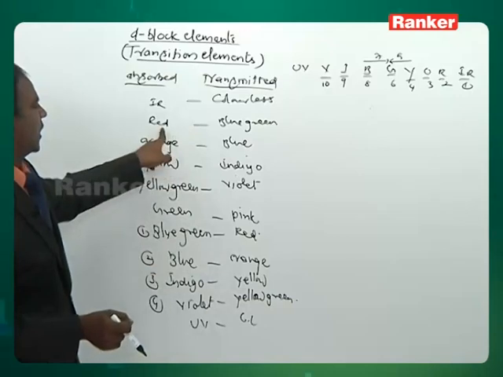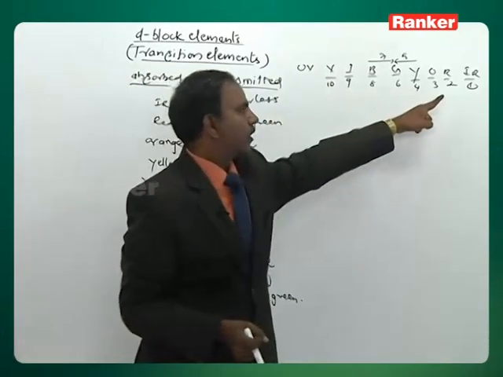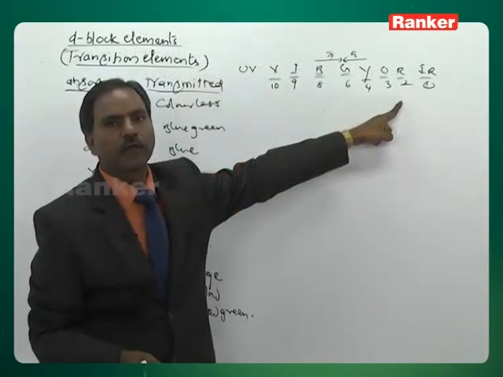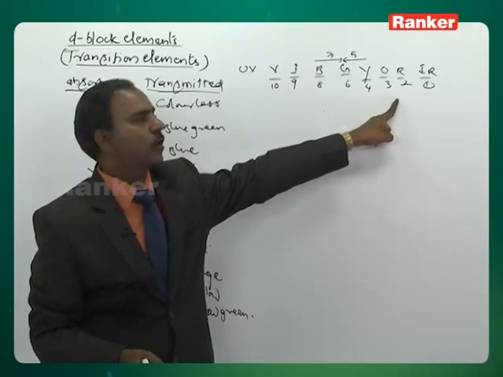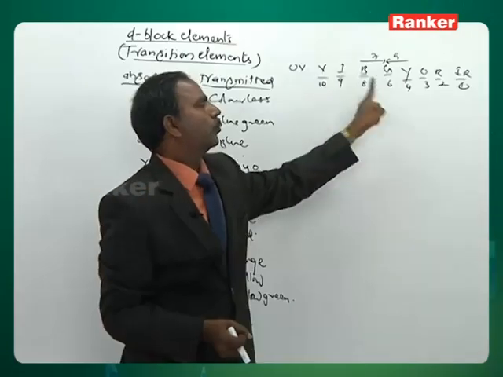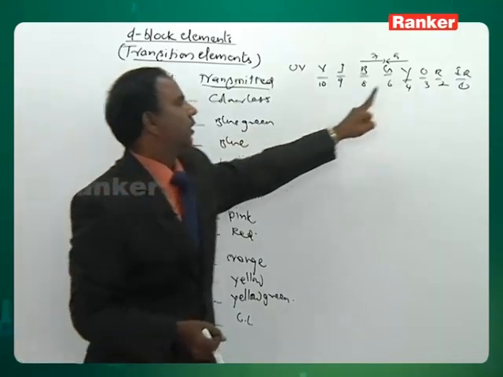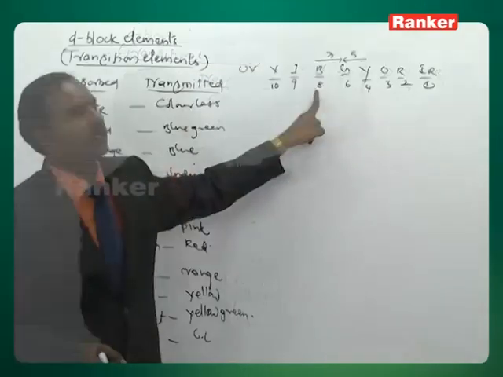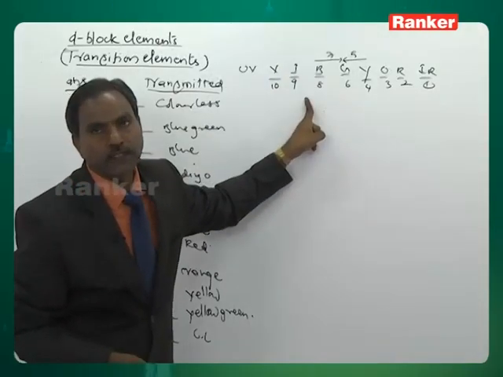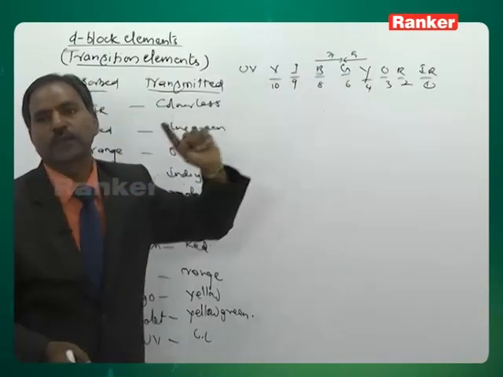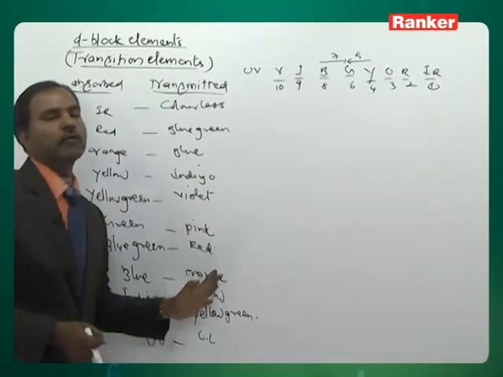Look at here, red is absorbed. Red is what here? Longer wavelength region. Once the longer wavelength region is absorbed, the shorter wavelength region, blue green, is transmitted. Longer is absorbed, shorter is transmitted. Suppose shorter is absorbed, longer is transmitted. That we are understanding from this particular table.